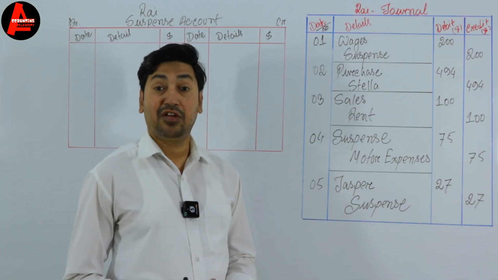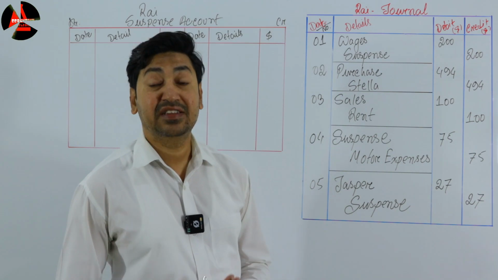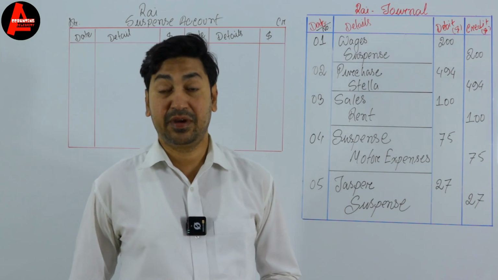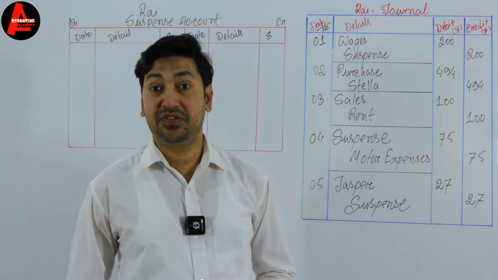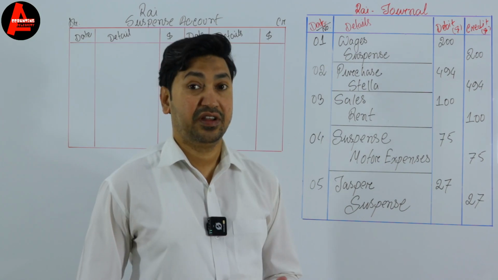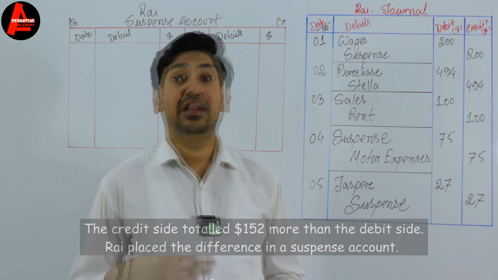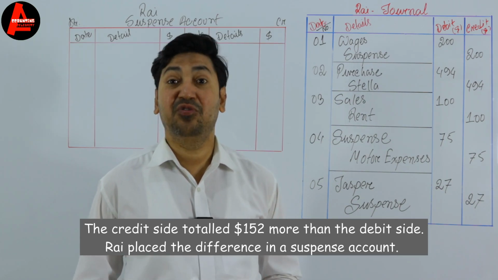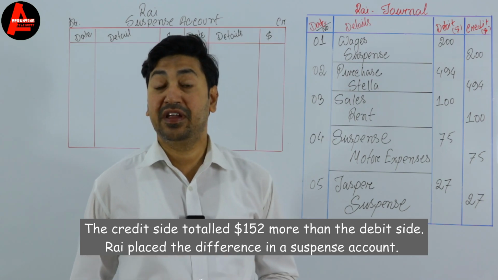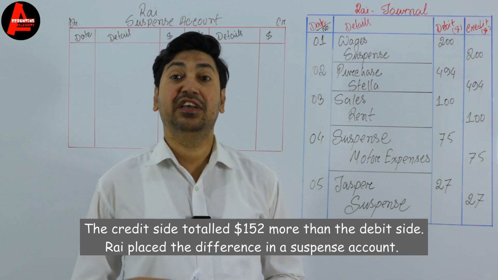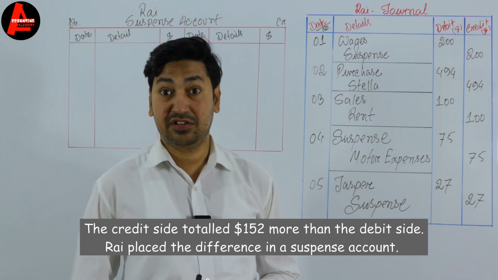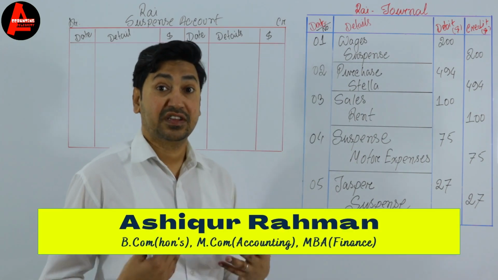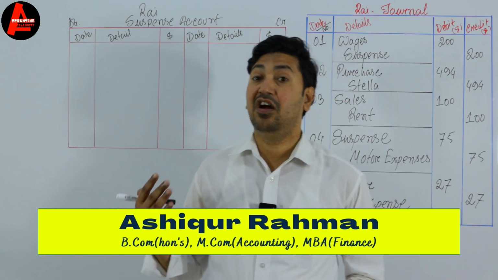Then what is written here? Rai could not balance the trial balance. His credit side total is more than the debit side, $152 more on the credit side. Then what did he do? He placed a suspense account to balance the trial balance. Why? So he can prepare the income statement. Later he discovered these 5 errors. Now we will check whether, after rectifying these errors, the suspense account is balancing or not.